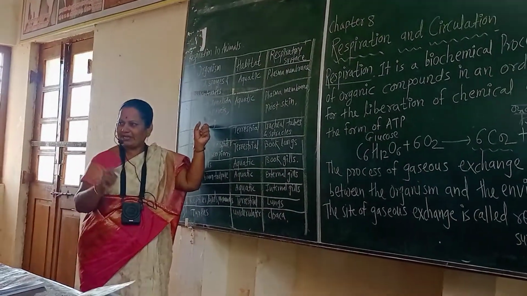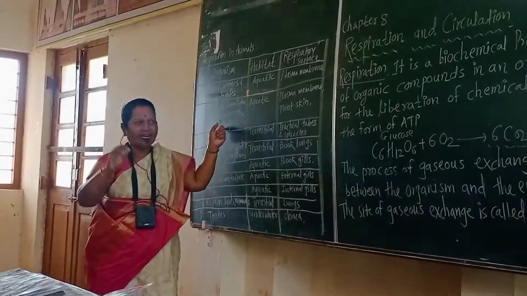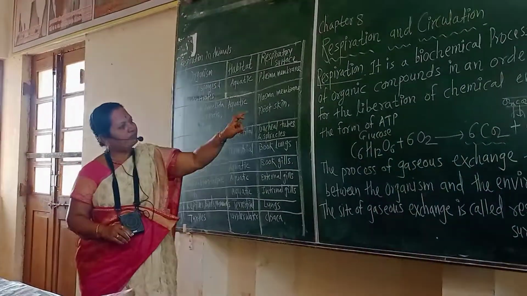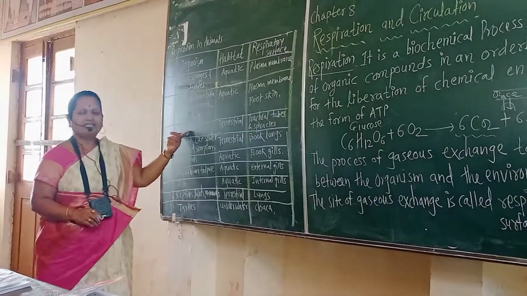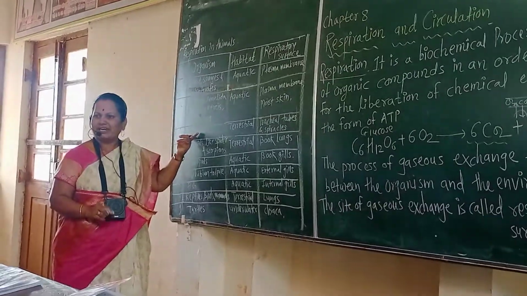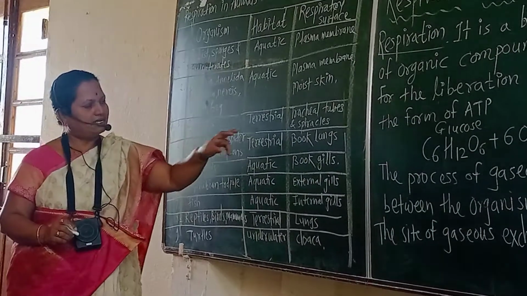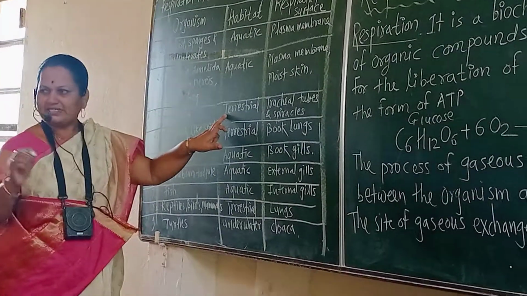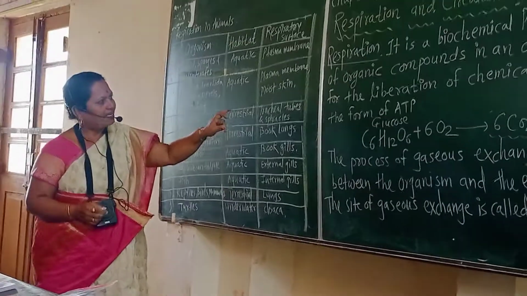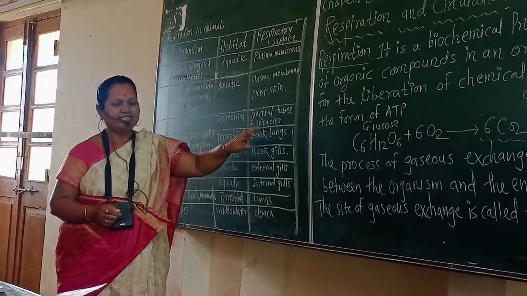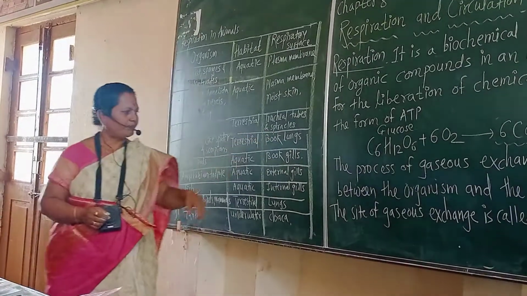Actually, frog is an amphibian animal. They can live in the water as well as on the land, and they respire with the help of plasma membrane and moist skin. The next type of animal is insects. All the insects are terrestrial. That means they live on land, in air, on trees, and they respire through tracheal tubes and spiracles. These are the respiratory surfaces.